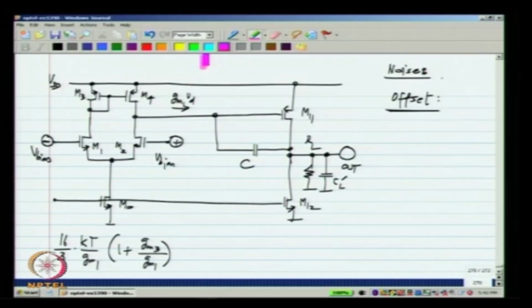Now, we have already calculated the offset of the first stage. Just as with noise, any mismatch contribution from the second stage will be divided by the gain of the first stage and will not matter when referred to the input.